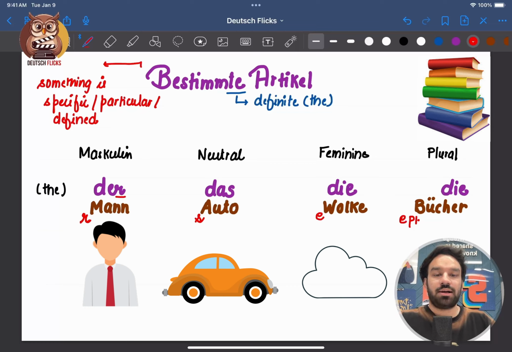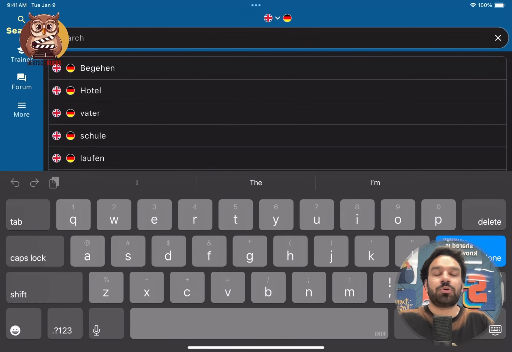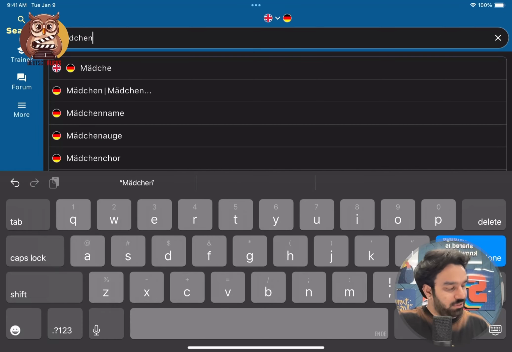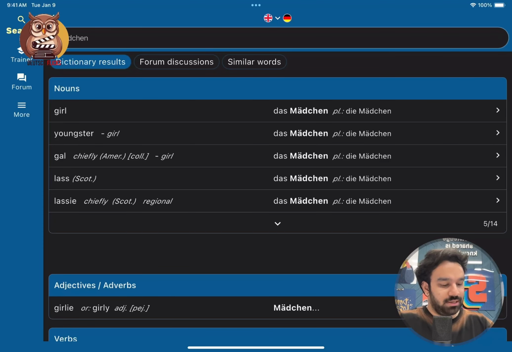If you want to check the article of any noun, all you have to do is open the dictionary. So we'll open the Leo dictionary. If we want to check the article of, let's say, Mädchen, all we have to do is write the word, press enter, and then you can see that Mädchen, which means girl, has the definite article das. And this is something we have to learn by heart. Das Mädchen. It is very important to learn a noun together with the article, so don't only concentrate on the meaning.